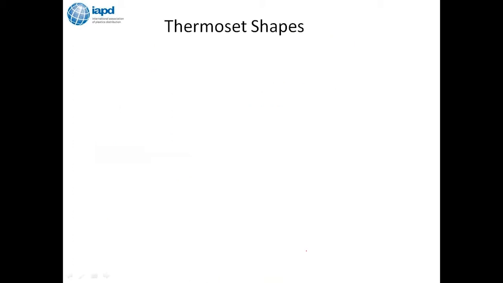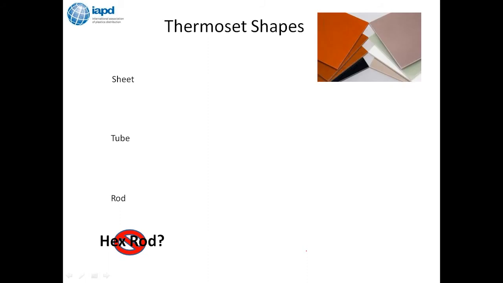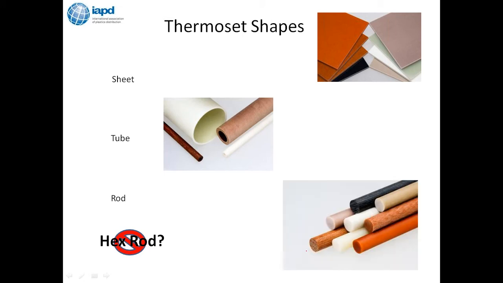So the thermoset shapes. This is pretty basic. Sheet, tube, and rod. Sometimes we get call-outs for hex rod, but hex rod in thermoset materials does not exist. You can machine it, but it's not a standard material. So there's your sheet, there's your tube, and there's your rod. Basically 3 forms.